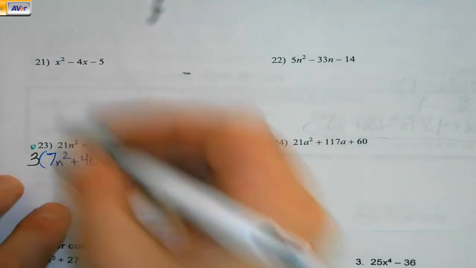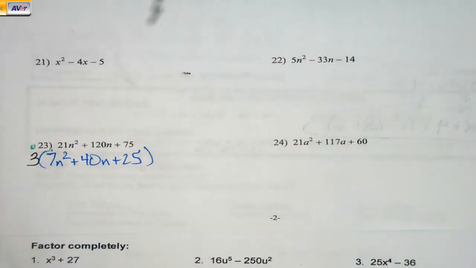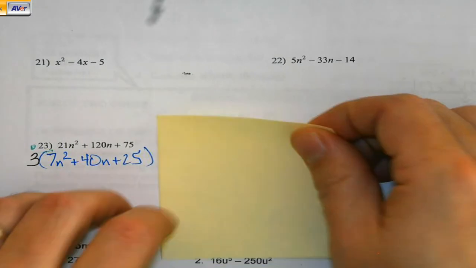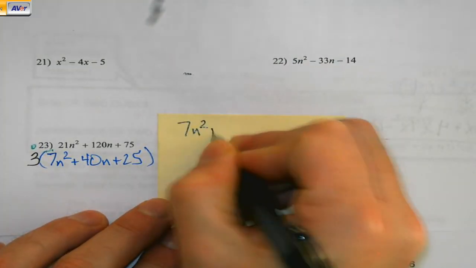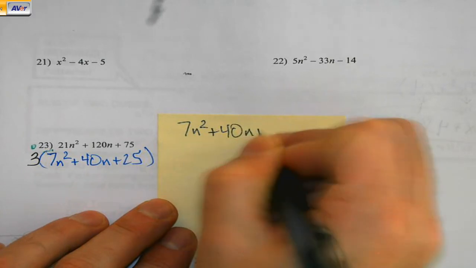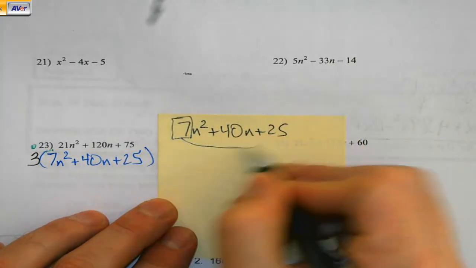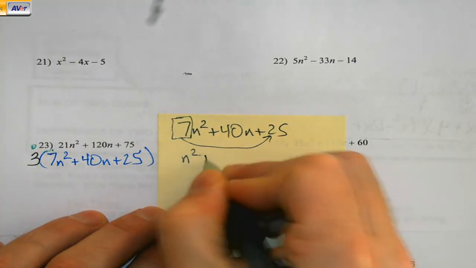If you're going to go that route, remember, I'm actually going to do it on a Post-it here to the side. If you're a slide and divider, just go ahead and do it on your paper, because I want to be able to show this two ways. That's why I'm going to do it on a Post-it here instead. So when I do the 7n squared plus 40n plus 25, we're going to swing that 7 down to the end. We're going to multiply it.